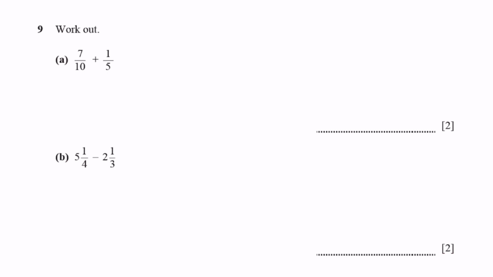Question 9. Work out A. 7 by 10 plus 1 by 5. That'll simply be 7 by 10 plus 2 by 10, which is equal to 9 by 10.